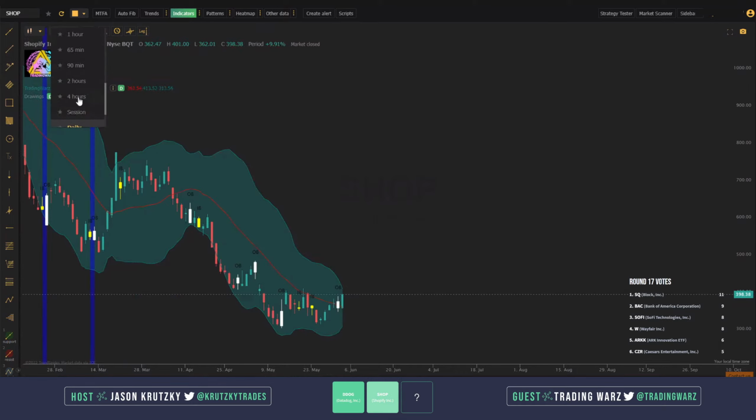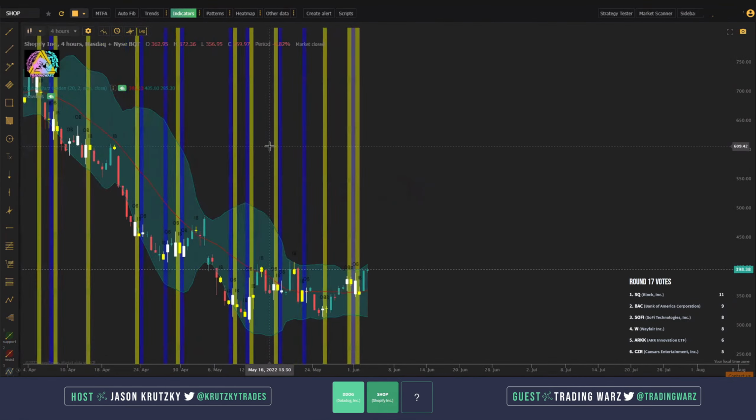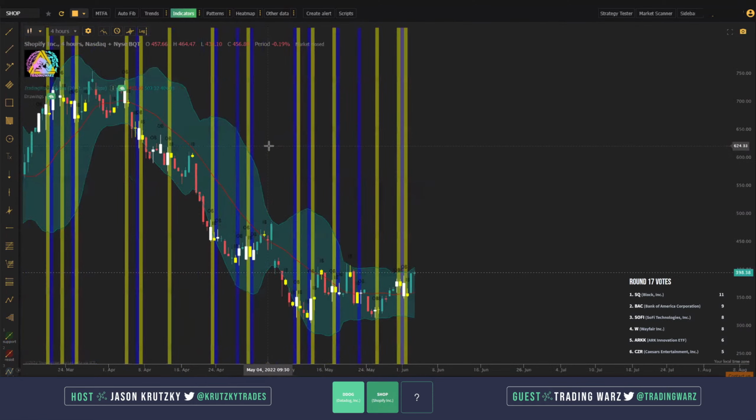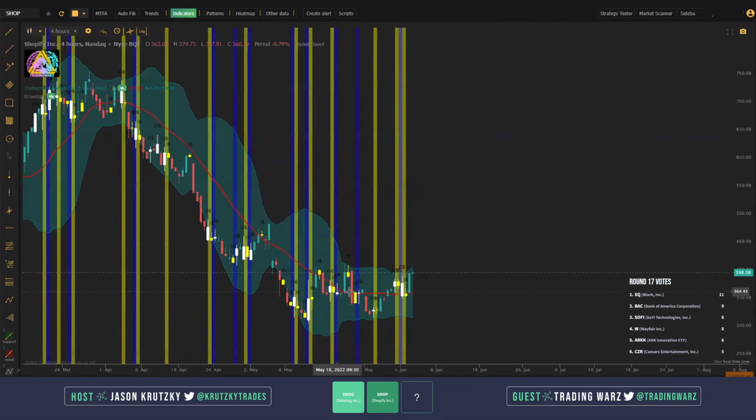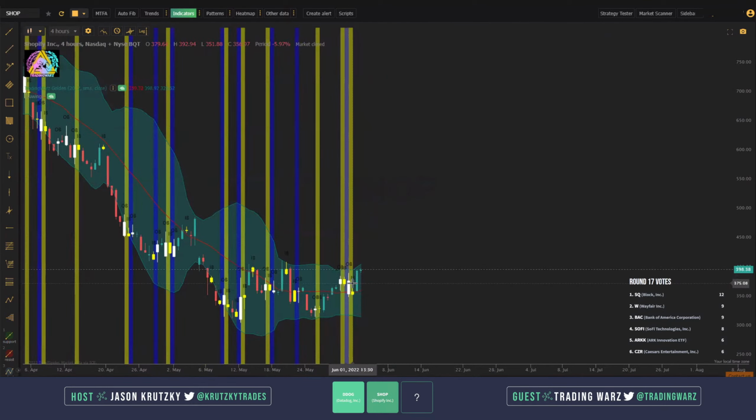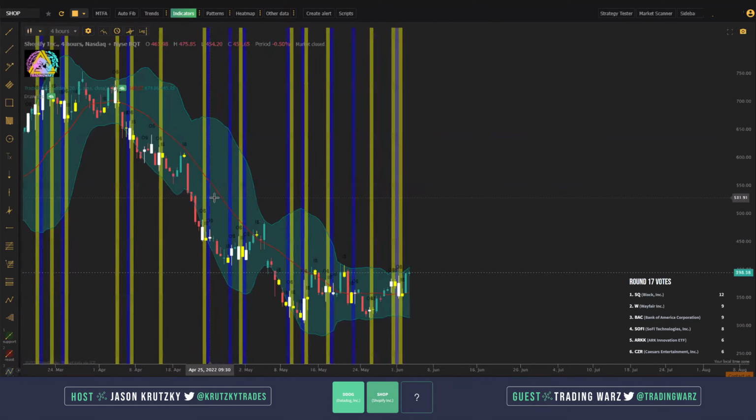Right now for Shop, what I would do is just keep going down here, and this is a telltale sign for me that I don't want to be a part of this. If I go to a 4 hour and I see many, many inside bars, many nirvanas, many holy grails, this is just chop. It's literally going sideways. That is a no-no for me, because if I'm looking for momentum and I don't get that momentum, I'd rather trade something else. So this one would be a pass for me for sure.